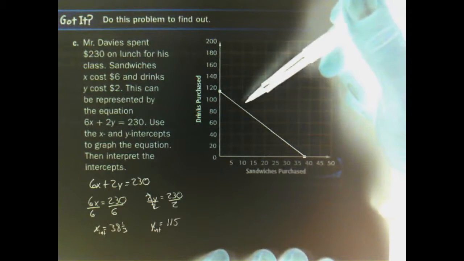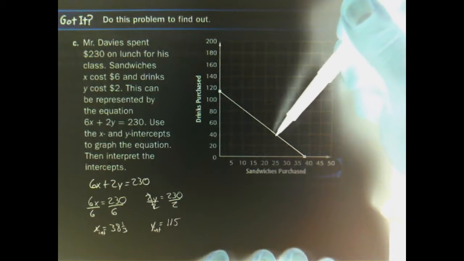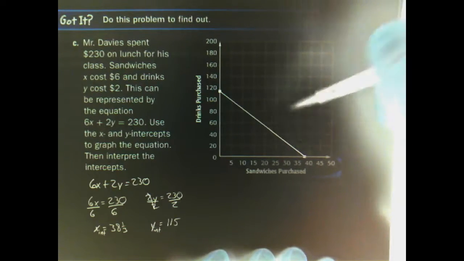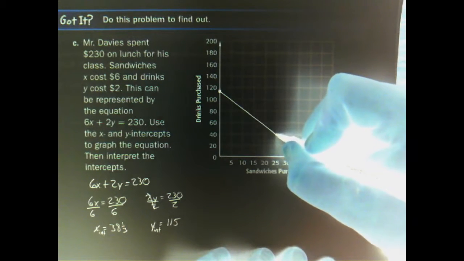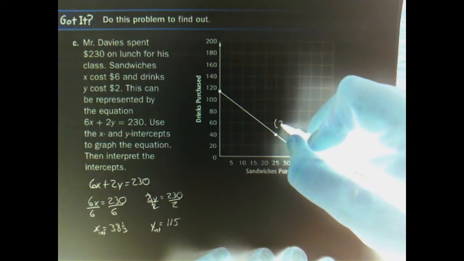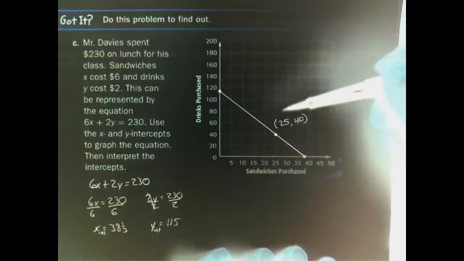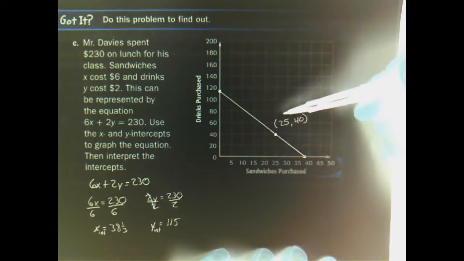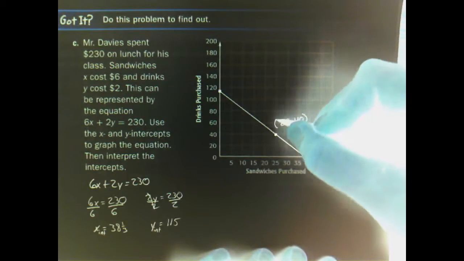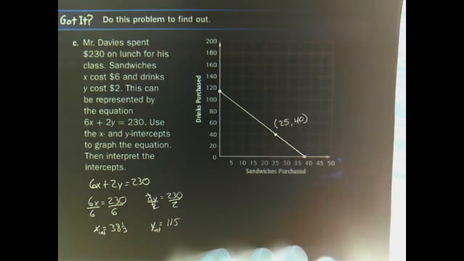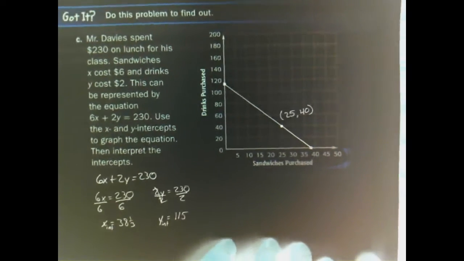And again, every ordered pair along this line represents a combination of drinks and sandwiches. So for example, this one looks like it's pretty close to 25, 40. That would mean for $230 I could buy 25 sandwiches and 40 drinks, and that's one combination. And each one of these represents a combination that equals $230.